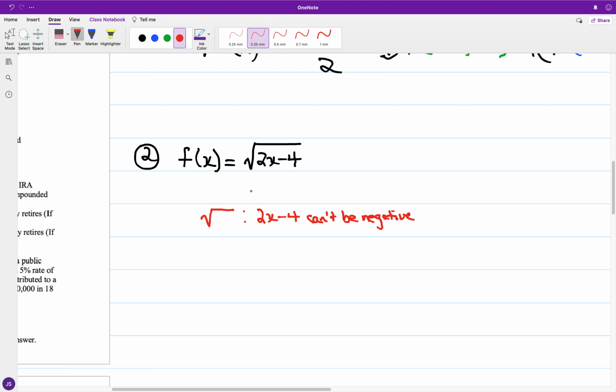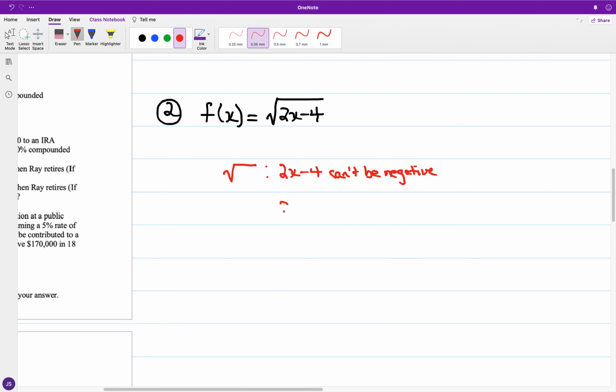Okay, now since we don't have a fraction with this expression at the bottom, it can be 0 as well as positive. So 2x minus 4 is greater than or equal to 0, and we're going to have that 2x is greater than or equal to 4. If we divide by 2, we're going to have that x is greater than or equal to 2.